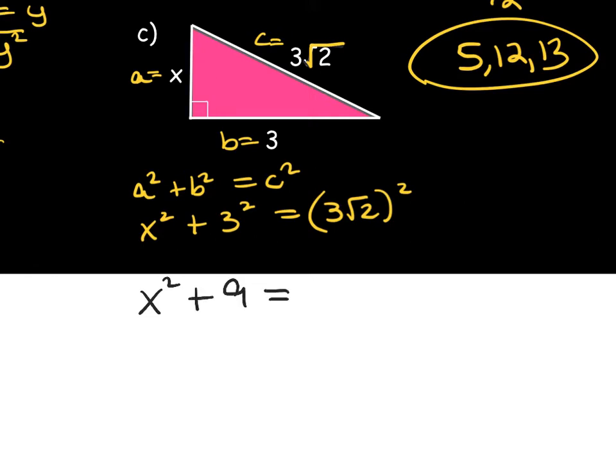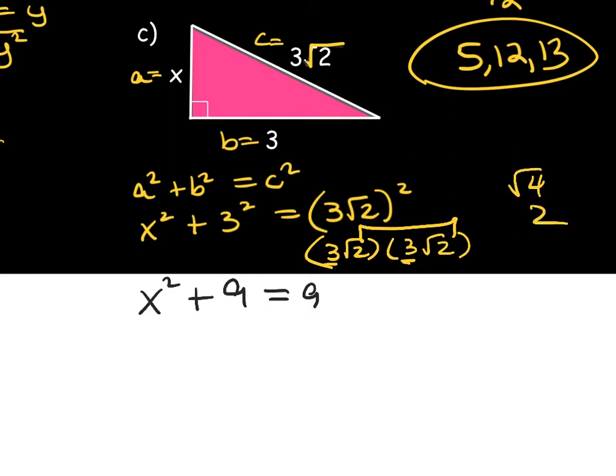Now, when I do this, I'm really doing 3 square root of 2 times 3 square root of 2. That's what squared means. Now, when I do this, I'm going to do outside times outside, and I get 9. And then when I multiply the square root of 2 times the square root of 2, that gives me the square root of 4, which is just 2. Remember, whenever you multiply a radical by itself, the radical just disappears. So then this becomes 9 times 2, and I get 18. Gonna subtract the 9.